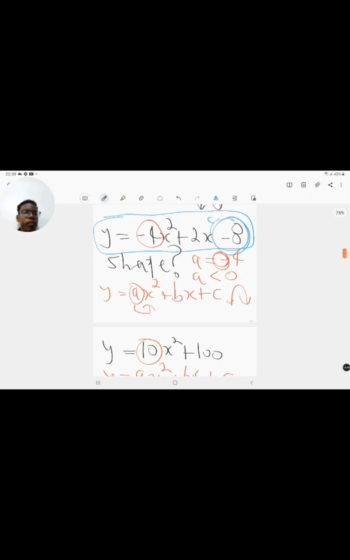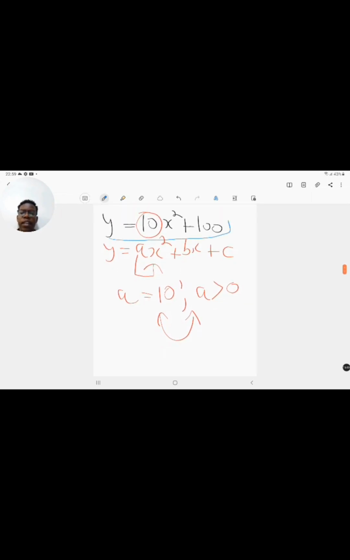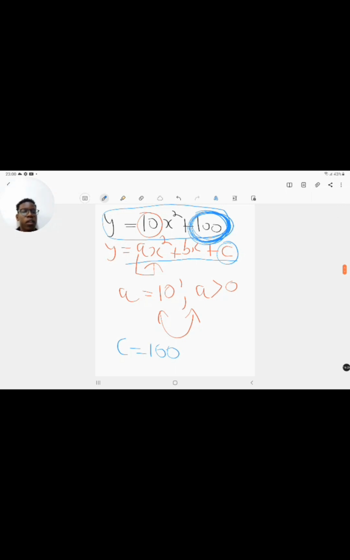Okay. And if you look at this equation here, the second example that we looked at, our standard form is ax squared plus bx plus c, right? C is the number that stands on its own. Which number stands on its own here? Well, the 100, right? So C is equal to 100. This means that if you were to plot this, your graph would cut through the y-axis at y equal to 100. Let's move on to the next one.